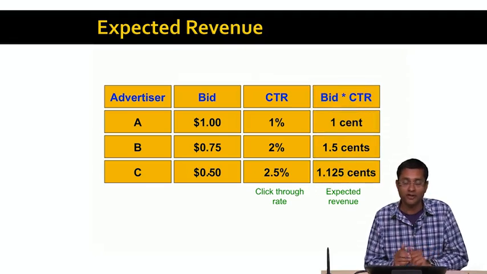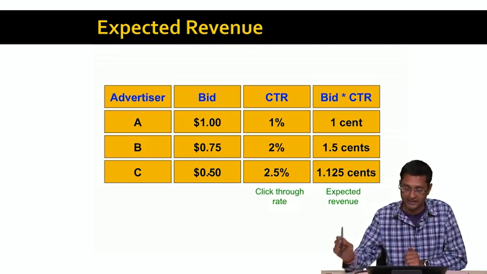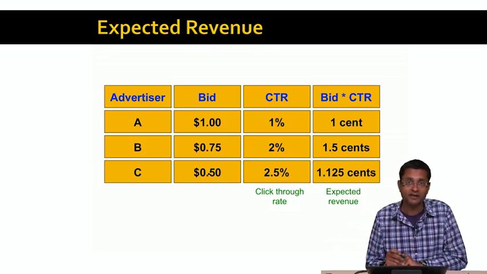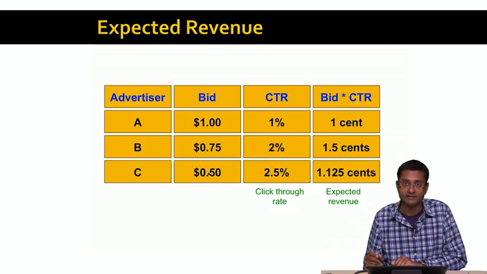And so we can go ahead and compute the expected revenue for each advertiser by multiplying their bid and their CTR. And in this case, we find out that the expected revenue for advertiser A is 1 cent, the expected revenue for advertiser B is 1.5 cents, and the expected revenue for advertiser C is 1.125 cents, right?